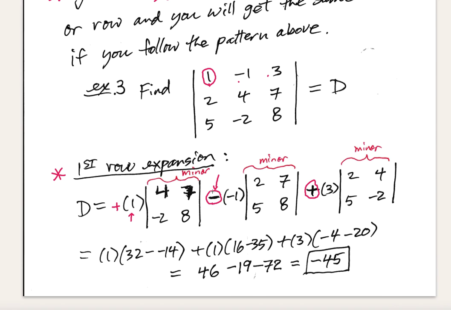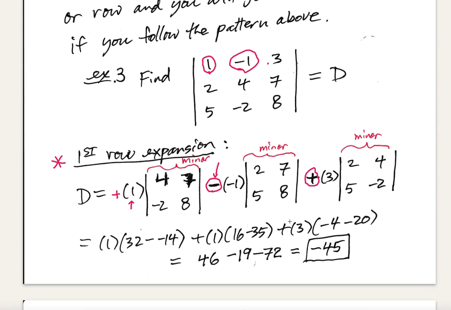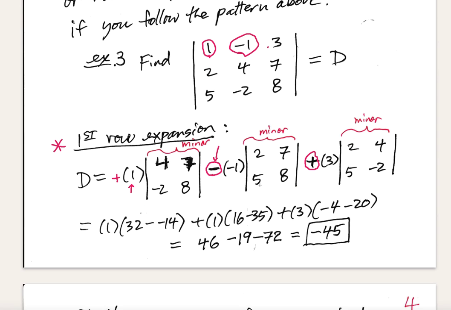Okay, so I'm subtracting. And now what's my second element here in my first row? It's the -1. So I'm going to subtract -1 times what? Get rid of it. That -1 is in the first row and second column. So get rid of the entire first row and second column. And what are you left with? 2, 7, 5, 8. Aha. Okay, use the vertical bars there because that is a determinant.